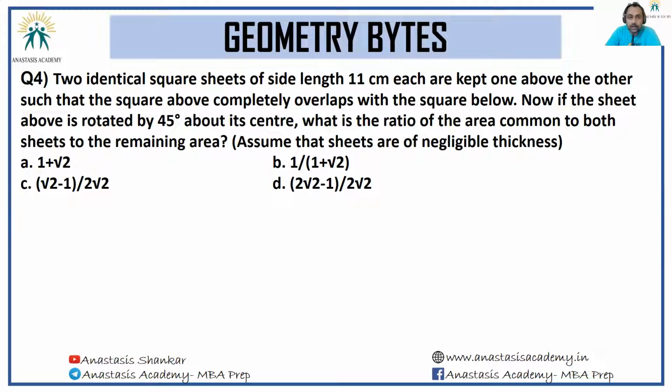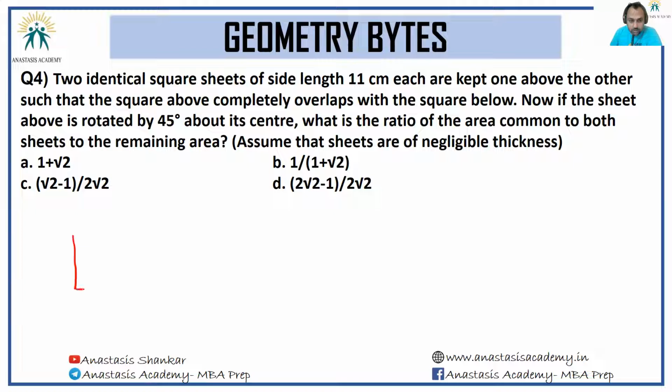Next, two identical square sheets of side length 11 centimeter each are kept one above the other, such that the square above completely overlaps with the square below. Now, if the sheet above is rotated by 45 degrees about its center, what is the ratio of the area common to both the sheets to the remaining area? Assume that sheets are of negligible thickness.